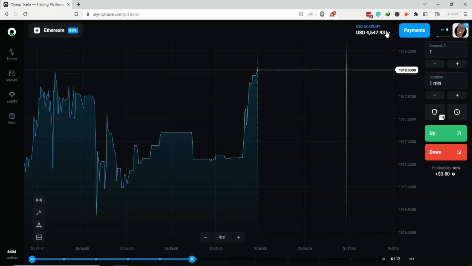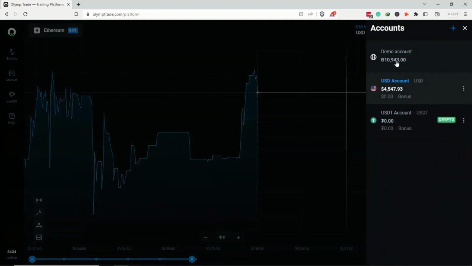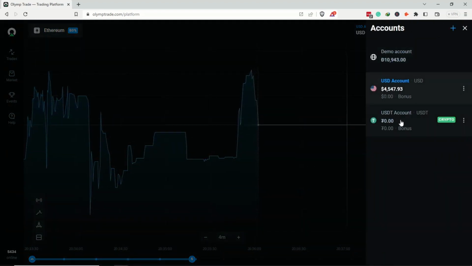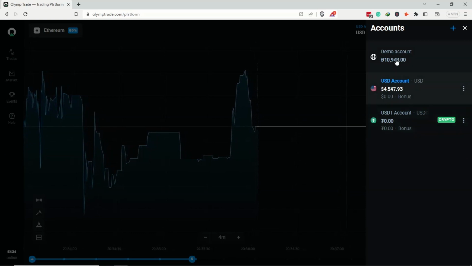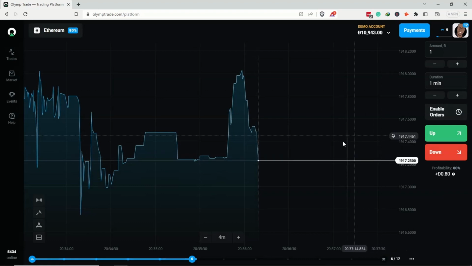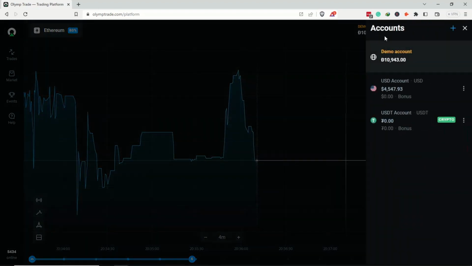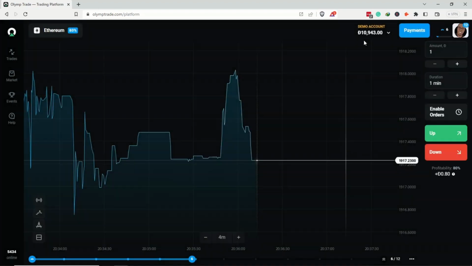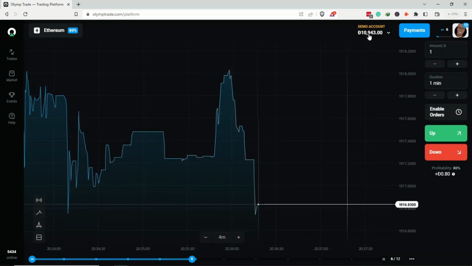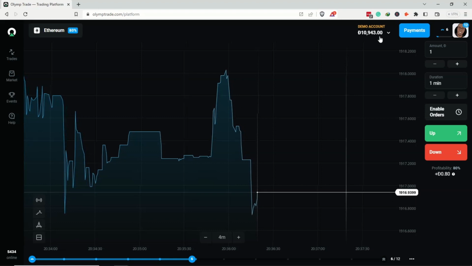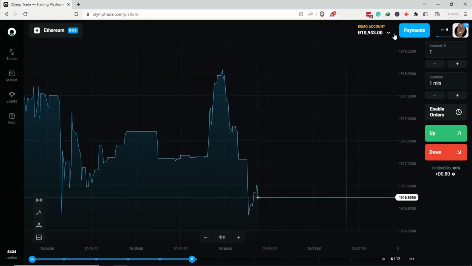So this is where you can switch your account. There are 3 types of accounts: the demo account, USD account, and USDT account. So this one is the demo account. This is the one that you can use to practice a lot. If you don't want to spend your money, you get free 10,000 demo units. This is money that you can't withdraw, but you can use it to practice your strategies.